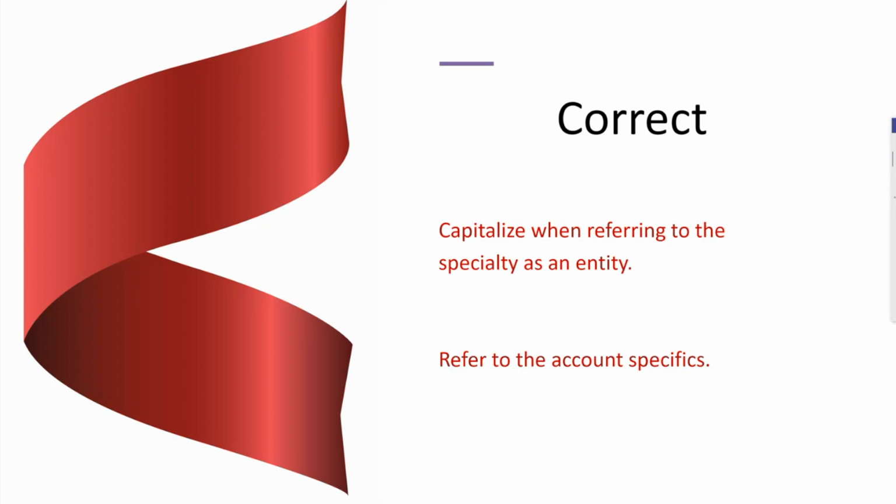For example, patient was referred to gastroenterology. Patient was referred to Dr. Smith. That sounds grammatically correct. In that case, we would capitalize gastroenterology. Patient referred to the gastroenterology department. Patient referred to Dr. Smith department. Well, that doesn't sound correct, so we would not capitalize in that case.